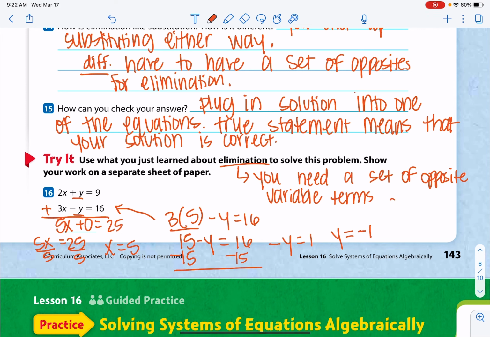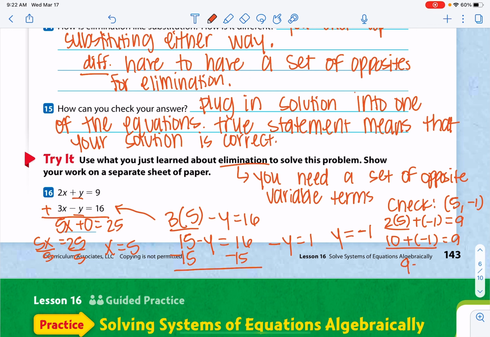And the last thing I need to do is just check my solution, and my solution was my x was 5, my y was negative 1. I just plug it into one of my equations, and I'll use the top one this time. So I have 2 times my x, which is 5, plus my y, which is negative 1, equals 9. Well, 2 times 5 is 10, plus negative 1 equals 9. Well, 10 plus negative 1 is 9. Is 9 equal to 9? I came in with a true statement. I'm correct. All right, and that is all for day 3. Thank you.